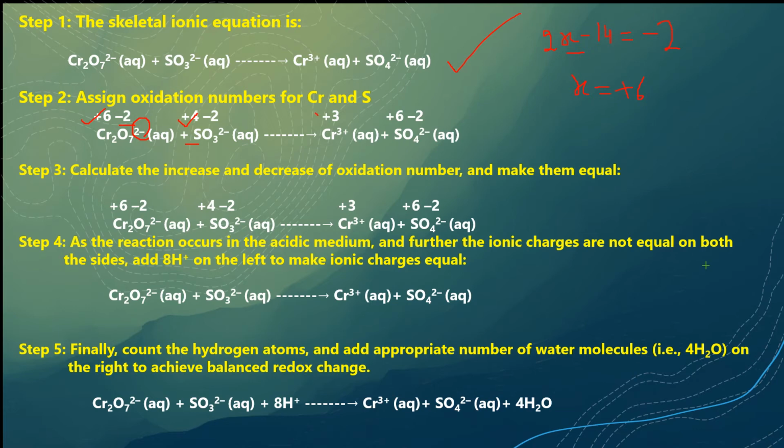Cr3 plus is already given. I don't have to do any calculations here. It's already +3. For SO4 2 negative, here the sulfur would be +6. So the second step we have done. Now we will calculate the increase and decrease of oxidation number.